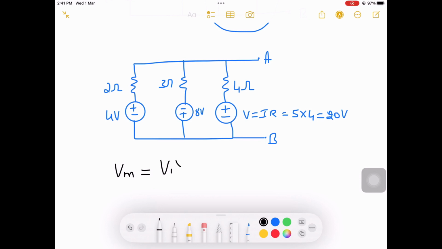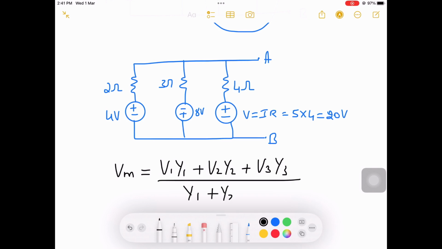So Vm is equal to V1 into Y1, because there are 3 voltage sources, I am taking V1 as the first voltage source, second as V2, and third as V3, divided by Y1 plus Y2 plus Y3. Here Y is nothing but admittance, which is the inverse of impedance. So Y1 is 1 by Z1. Using this formula I can obtain a single voltage source value.